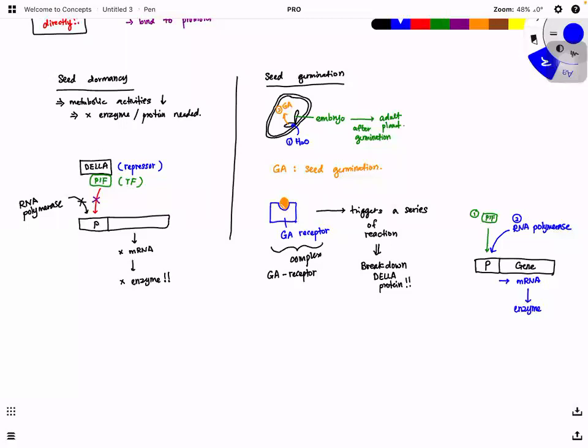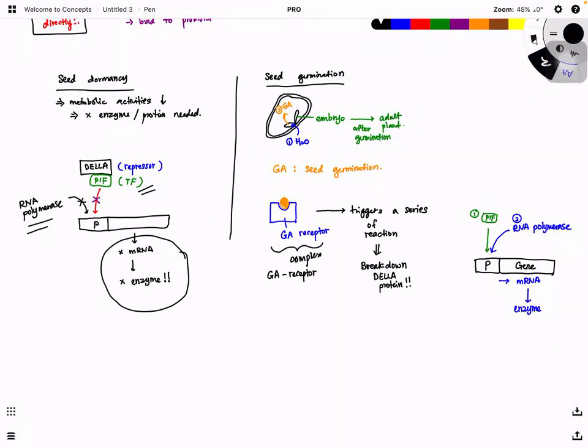Therefore, RNA polymerase won't be able to bind. So you can see that RNA polymerase cannot bind. Then no mRNA and no enzyme. So the seed continues to be dormant. But when the surrounding environment provides stimuli, the stimulus here is water. So when sufficient water is absorbed by the embryo, the embryo releases the hormone called gibberellic acid. So this gibberellic acid is now involved in seed germination.